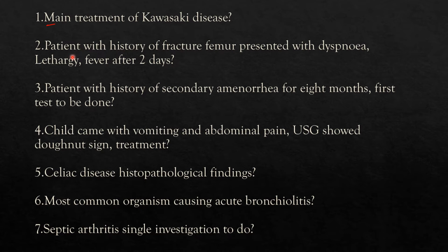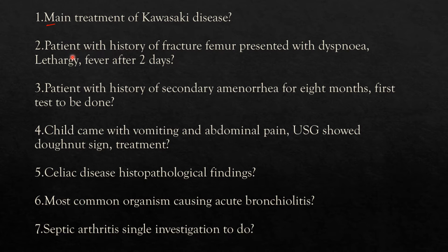Again, moving on to the next question. A patient with a history of secondary amenorrhea for 8 months: what is the first test to be done? They are asking which test could be done in this patient who has secondary amenorrhea. Amenorrhea means absence of menstruation, but here it is secondary amenorrhea. Secondary amenorrhea means cessation of menstrual cycles following some established cycles. That means this lady was having regular cycles, and suddenly the menstruation stopped.